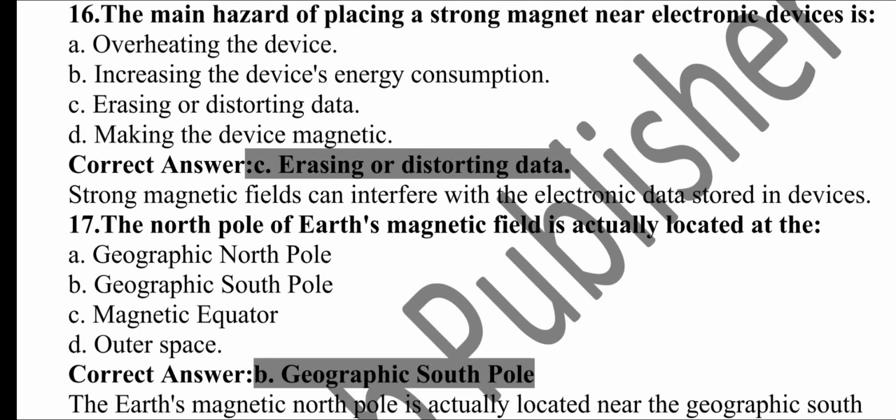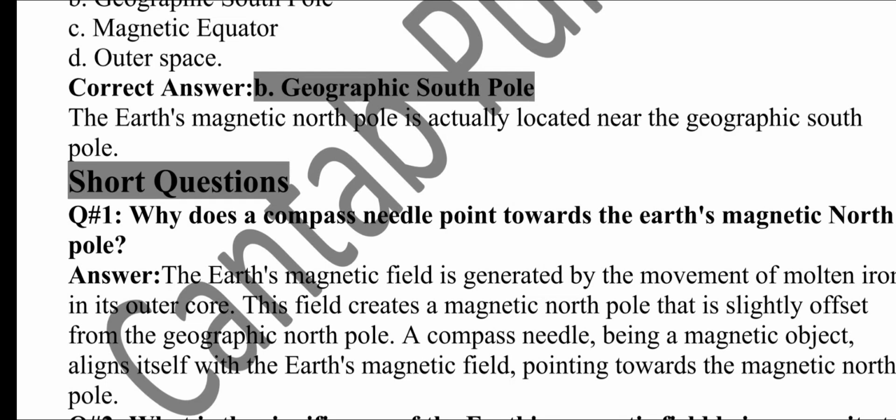Question number 17. The North Pole of Earth's magnetic field is actually located at the: option A, geographic North Pole. Option B, geographic South Pole. Option C, magnetic equator. Option D, outer space. So the correct option is B, geographic South Pole. The Earth's magnetic North Pole is actually located near the geographic South Pole.